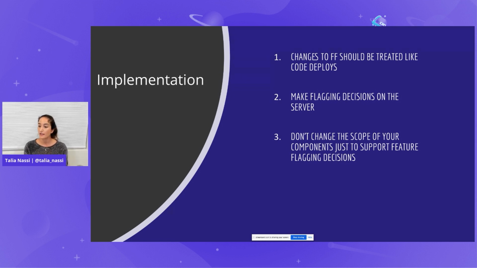And then if you have to kill a feature for some reason, how would your client side feature flagging system find out? It just adds a little bit of complexity there. It also helps to reduce the challenges of cache invalidation. And then lastly, you don't want to change the scope of your components just to support your flagging decisions. Your flagging decisions should be encapsulated as much as possible while making your flagging decision as close to the logic as you can, because you don't need every part of your code base to be aware of every component.